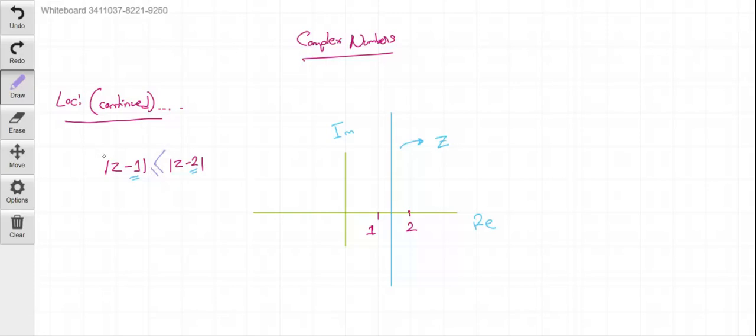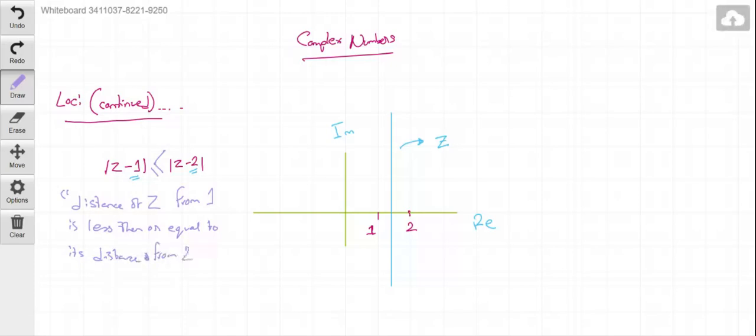Well, first of all, what you want to do is understand what this statement now means. So if I were to translate this mathematical statement into words that I understand, I would essentially be thinking in terms of the distance of Z from 1 is less than or equal to its distance from the other complex number 2. So hopefully that makes sense to you.